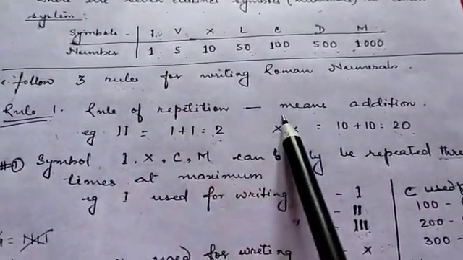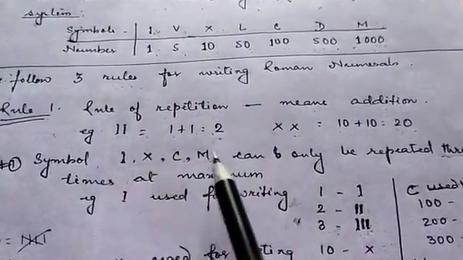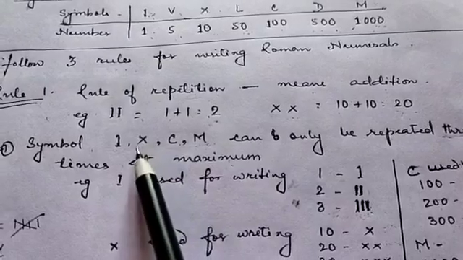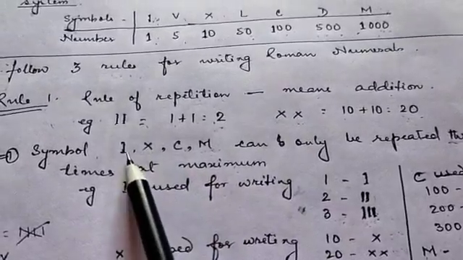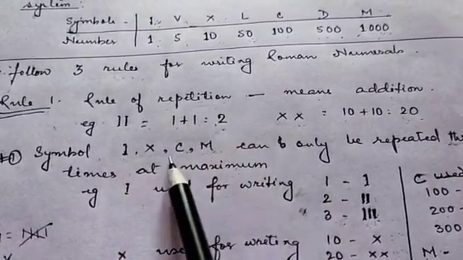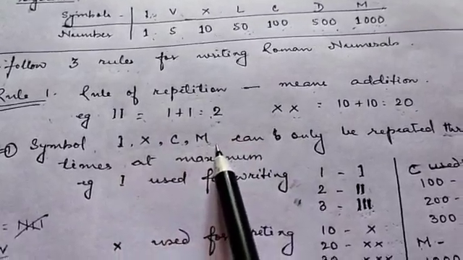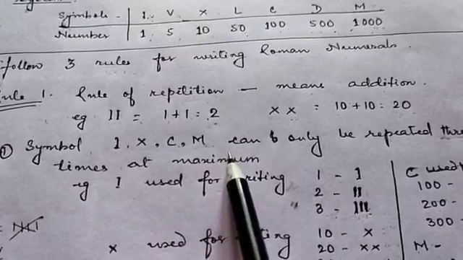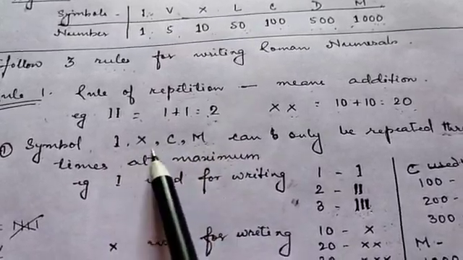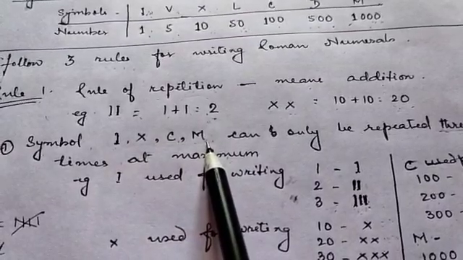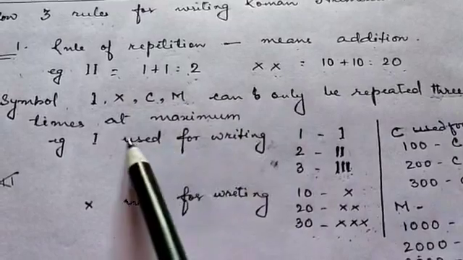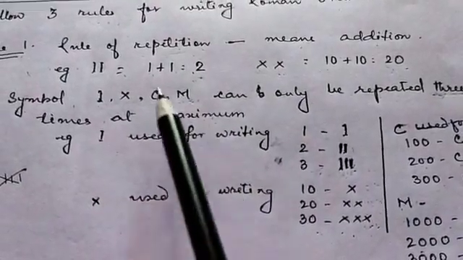In the rule of repetition, I told you that there is a limitation. Now what is the limitation? Only I, X, C, M are the only 4 symbols that can be repeated. I, X, C, M. These 4 symbols can only be repeated, and that also 3 times at maximum.